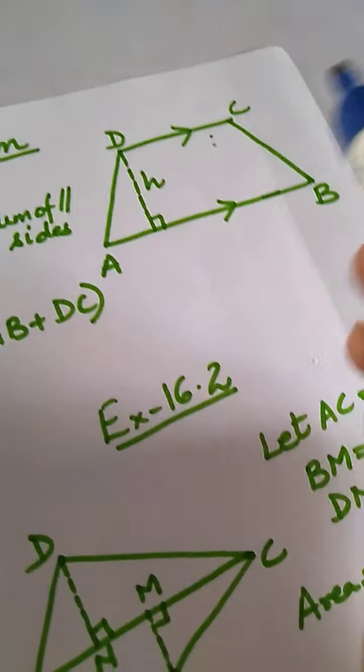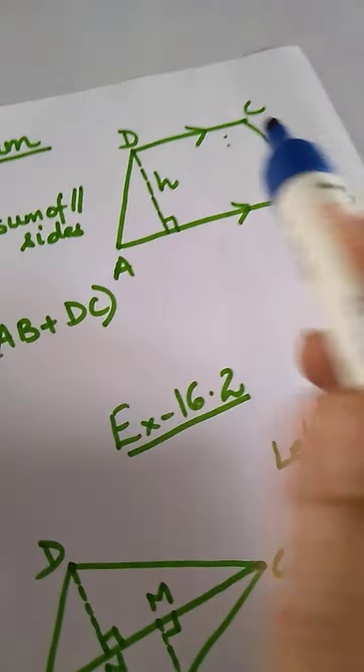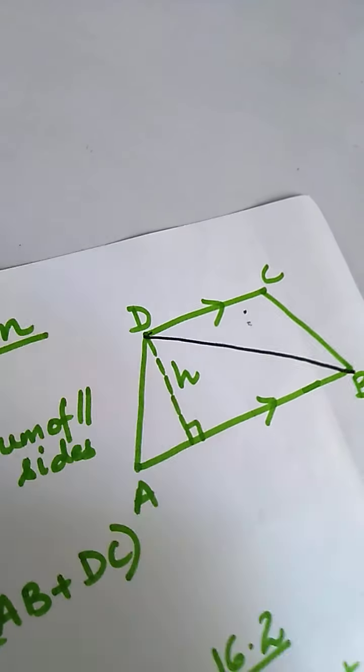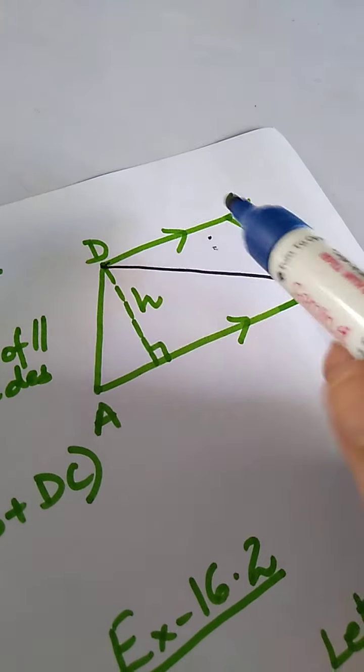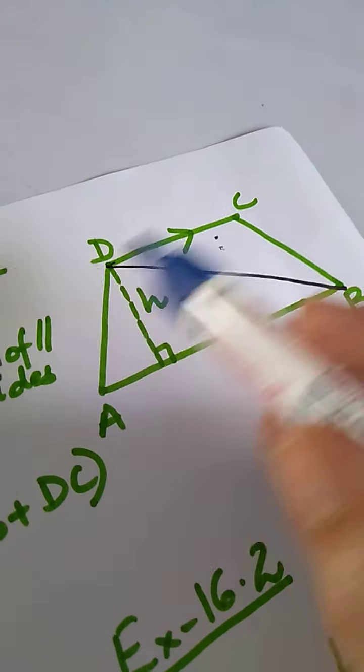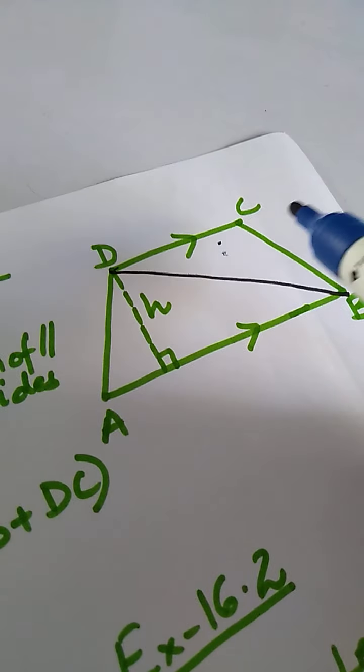Now, how does it come? Again, you divide it, join BD. So, the area of triangle ABD is half into AB into this h. Clear? Now, when we draw this BD, the area of triangle ABD is half into AB into h. Now, when we talk about the area of triangle BCD, see, the height remains the same for triangle BCD also.